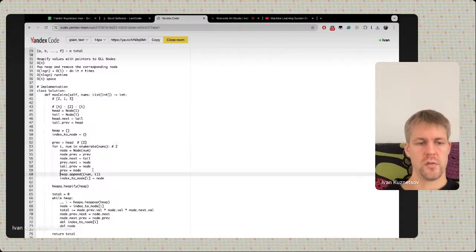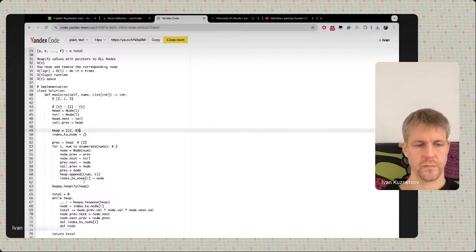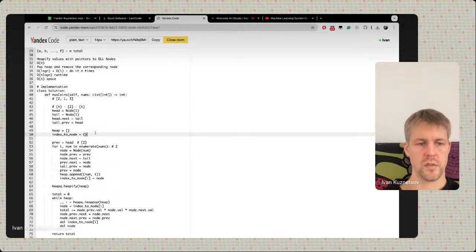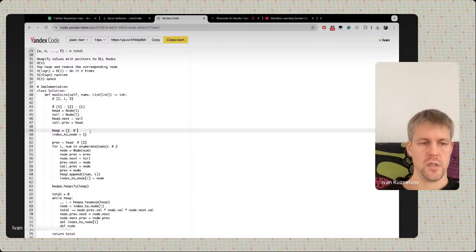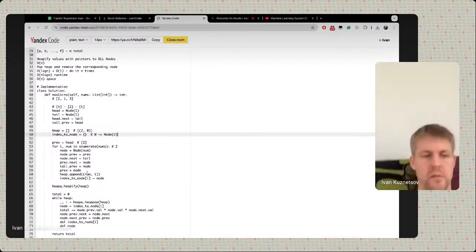And now we are also appending to heap, and we are appending 2 at index 0, which is good. And we are, that's not what I wanted to do. I wanted to say 2 with index 0. And index to node, I'm saying that index 0 is pointing at node of 2. Okay, so far looks good.